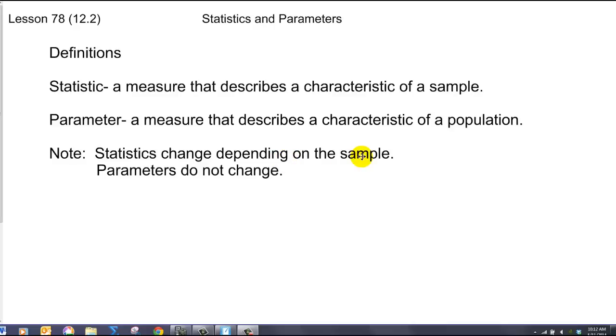So the small portion you take may change the general statistics you're calculating, but parameters, those don't change at all, because the population is the population. It's the large group of things, and those you never take a subset of. So let's move forward with this.